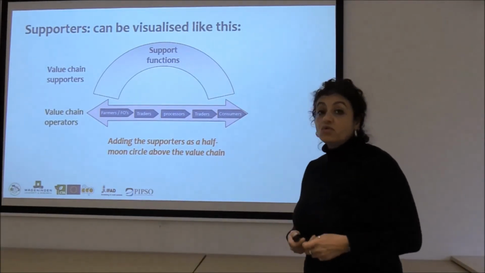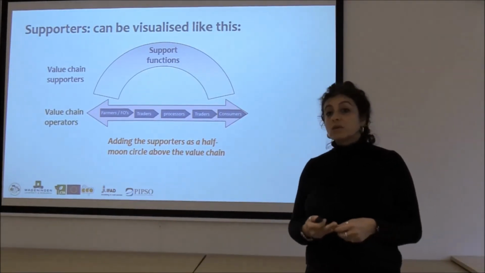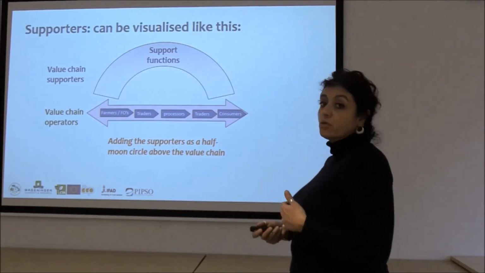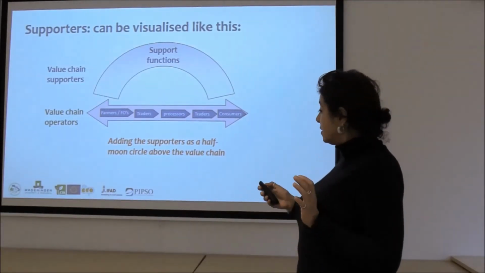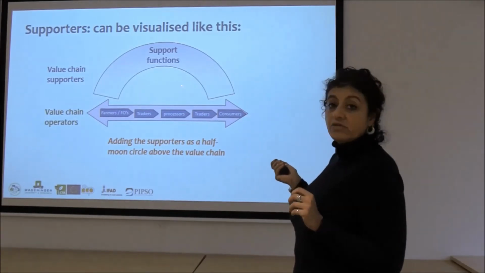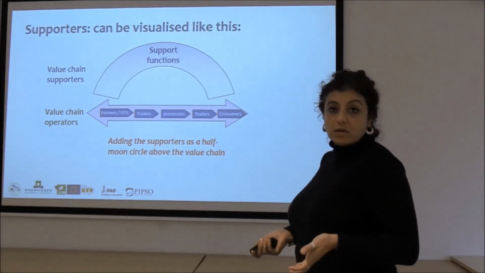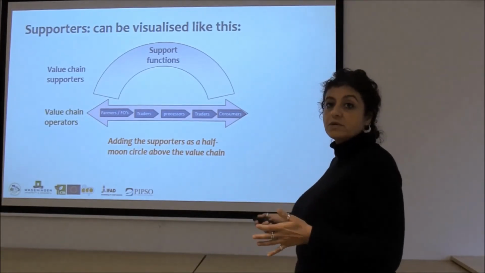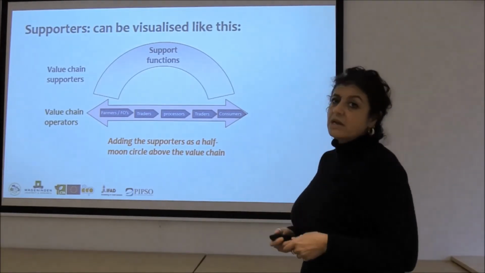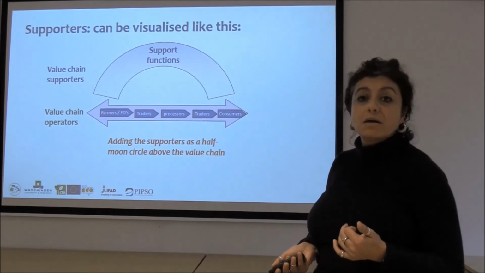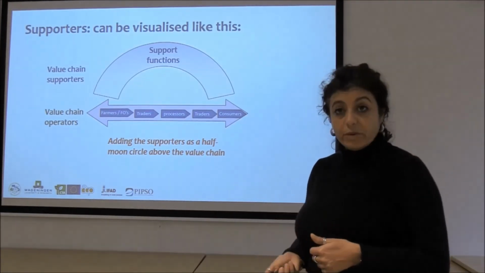And if sometimes you Google the market system stakeholders, you can come across a different way of visualizing it. And then you can see the support functions that are put under. But the only thing that you need to know, value chain supporters are different stakeholders that provide us services in return for money.